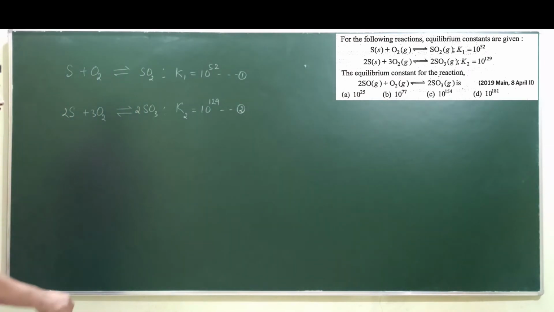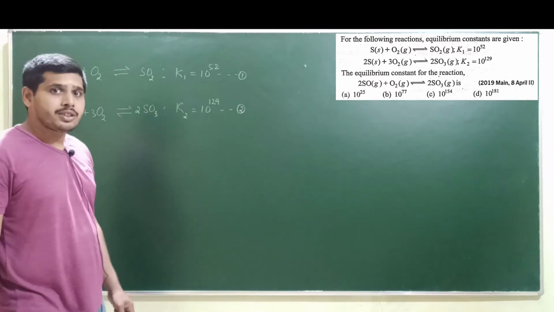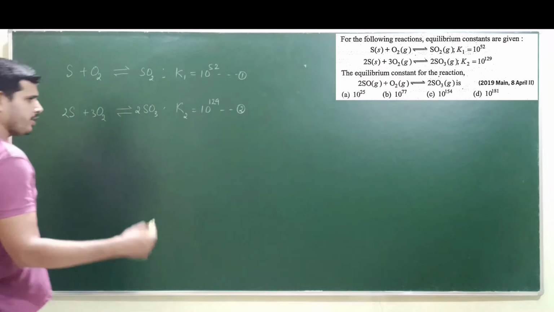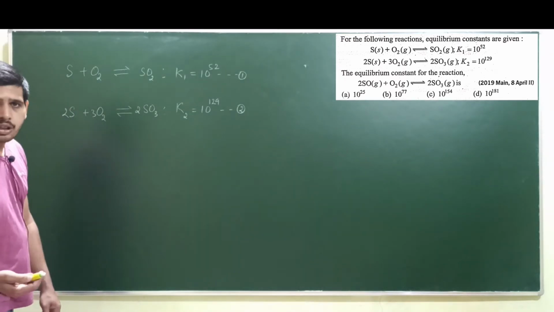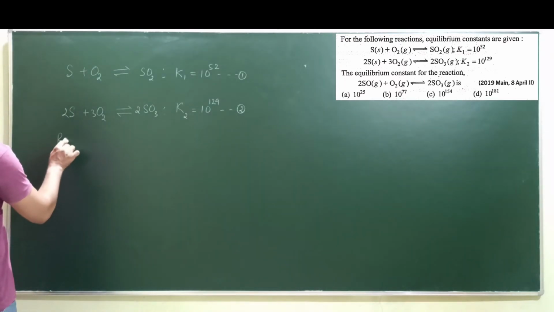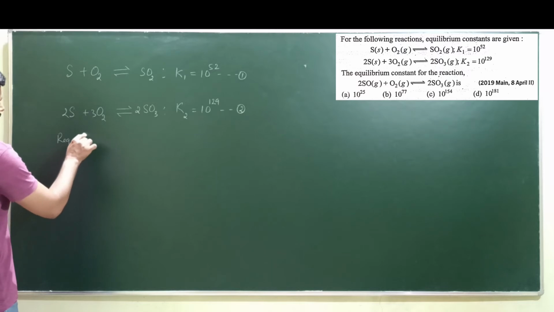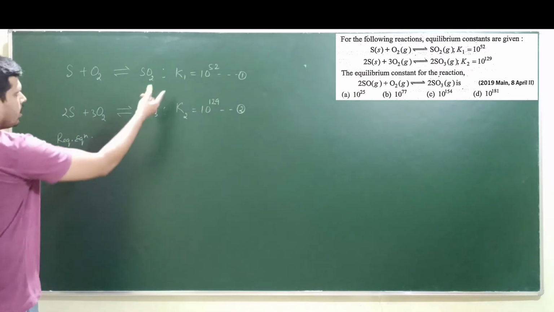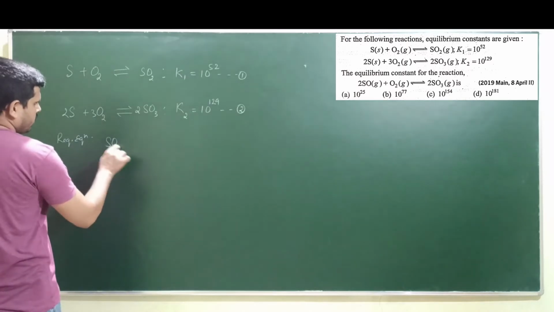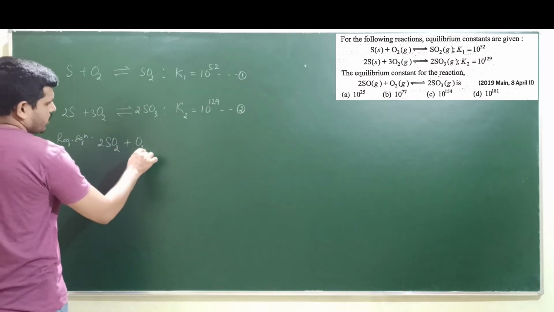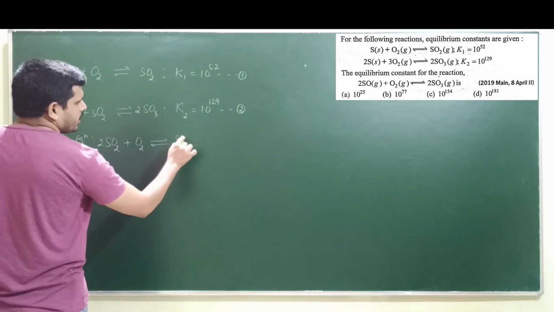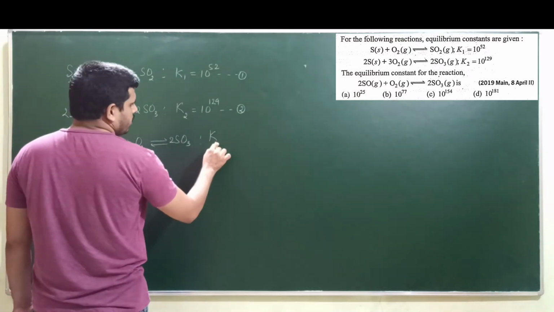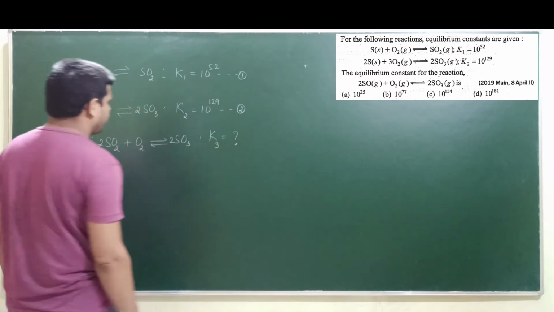Now it is also told to calculate the equilibrium constant for one of the very important steps involved in the contact process, or even the Chambers process, for the manufacturing of sulfuric acid. So what is the required equation? I will write that as the required equation: sulfur dioxide 2 moles with oxygen to give sulfur trioxide 2 moles. What is the K value? I will write K3 equal to how much?